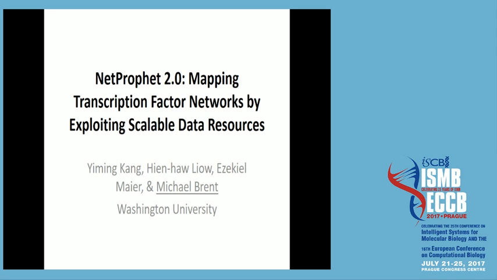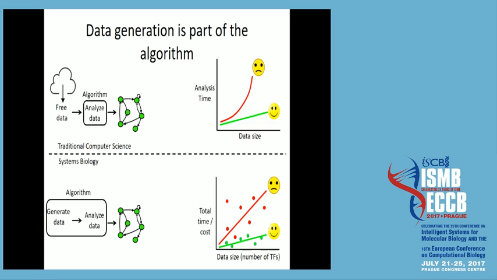TF network map indicates the direct targets of a DNA binding transcription factor. In traditional computer science, we're taught to think of data as being free and to design analysis algorithms that run as quickly as possible as a function of the size of the data set. In systems biology, on the other hand, we must think of data generation as being part of the algorithm and develop algorithms whose total time, including the time required for data generation, grows both slowly and predictably as a function of the size of the required data set.